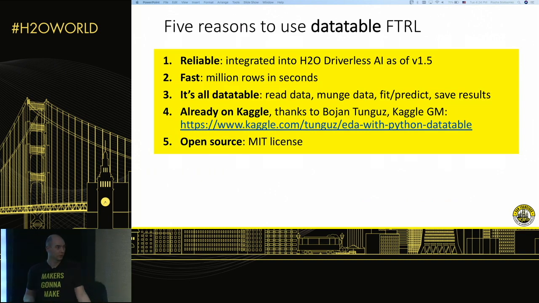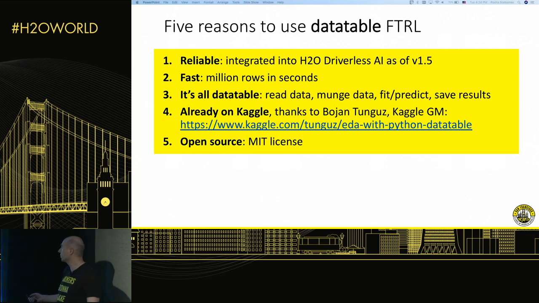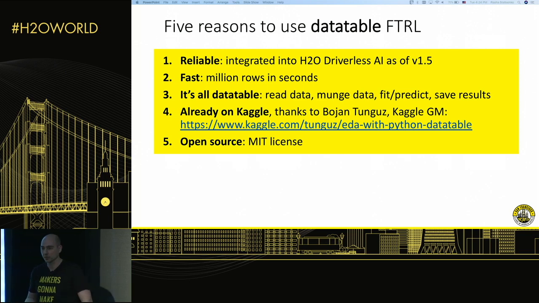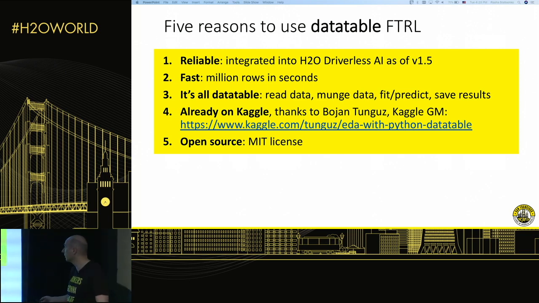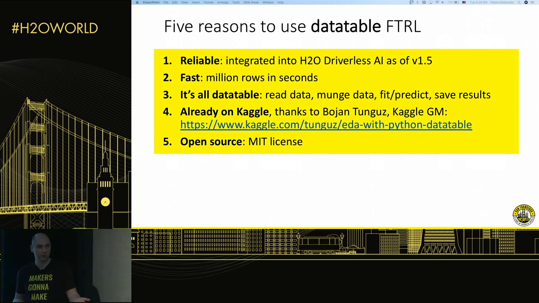Here are some reasons why you want to use it. It's reliable: it's now integrated into H2O Driverless AI as of the most recent version. It's fast. It can process 1 million rows in seconds, as you see. Of course, it depends on the number of columns. If you have 1 million columns, it will be slower. But for a reasonable number of columns, it's really fast. It's all Datatable, so there are no dependencies. You just do pip install datatable.